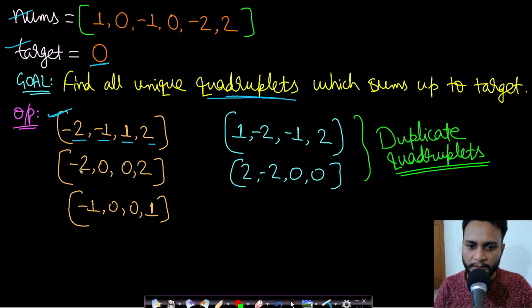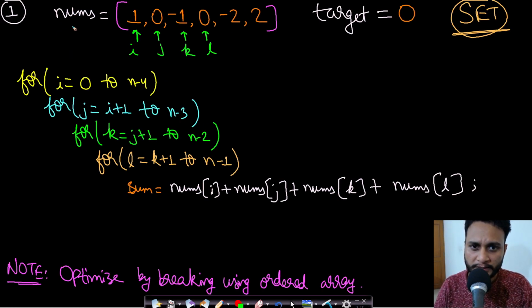Now the second quadruplet can be -2, 0, 0, 2. Right. And this is yet another quadruplet. This is a third quadruplet where the target sum will be 0. So these all will be contained in our answer. Okay. In this case, we are given the nums array, and as the simplest approach, we need to find the target, and so we will take 4 pointers i, j, k, l, and we will find all possible sums.